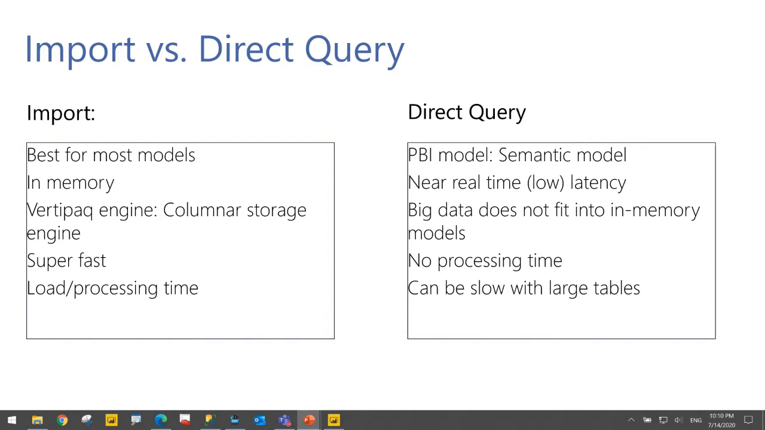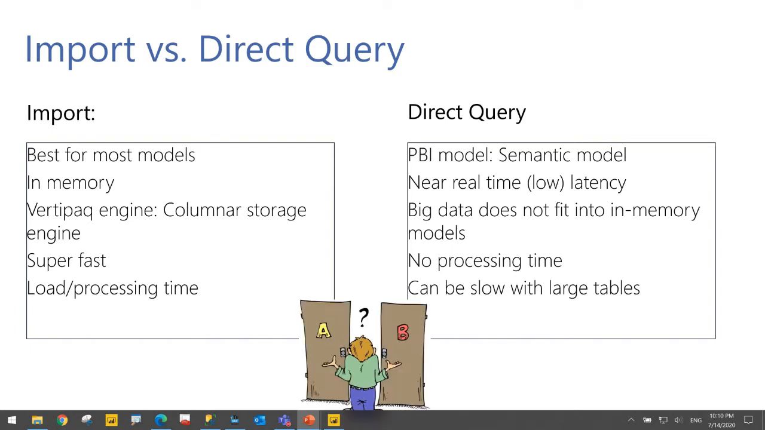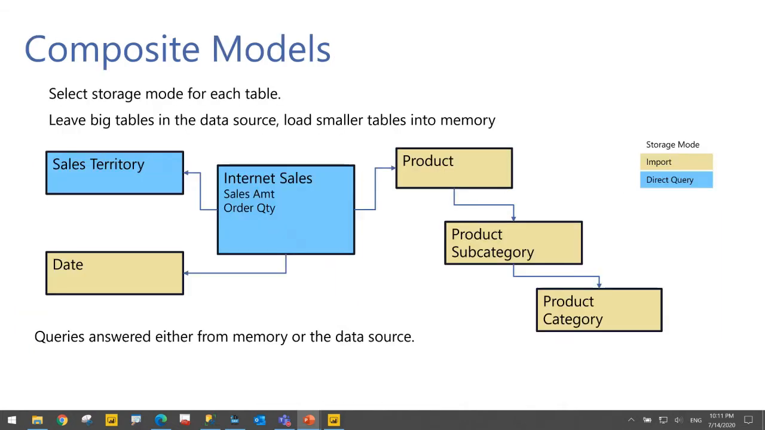So what if you can't make up your mind, right? So you want some of the features of one, but some of the tables aren't going to fit. Well, the good news is there's something called composite model. So composite model means that for each table, you can set the storage modes. So you don't have to say everything in import or everything in direct query.